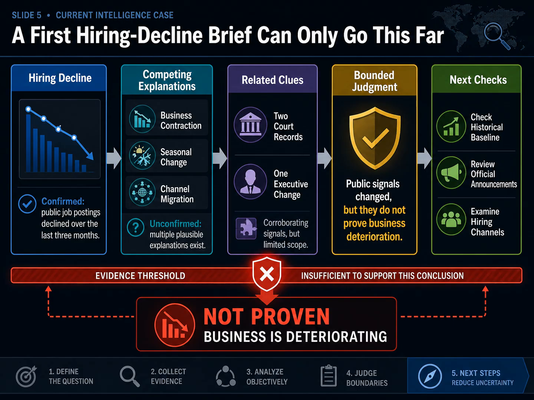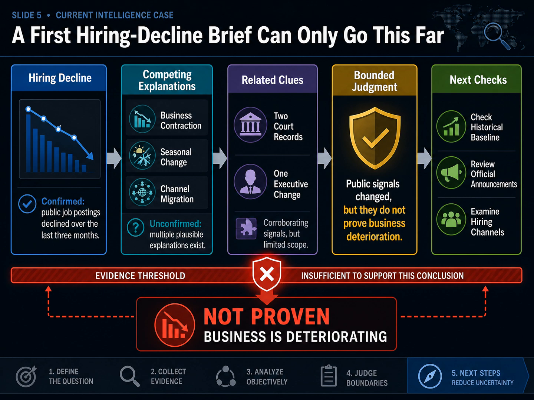Now consider our technology company case. Public job postings have declined over the last 3 months. Historical snapshots of the recruitment page support that fact. During the same period, 2 court records appeared and 1 executive changed roles. The strongest current judgment is not, the company is deteriorating.